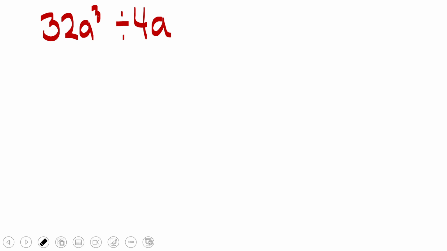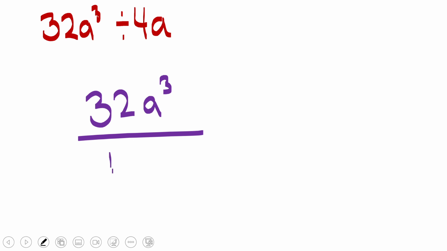So to present this idea, if we put it in fractional form, which we know the fraction bar is a division symbol, get this idea. Okay, right away, 32 divided by 4, that's 8. But look at the a cubed divided by a to the first power.